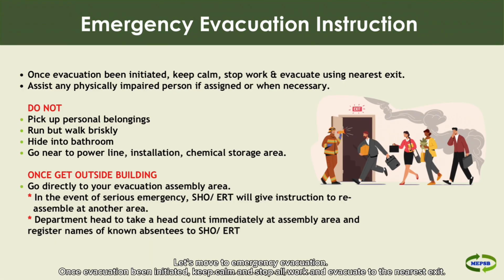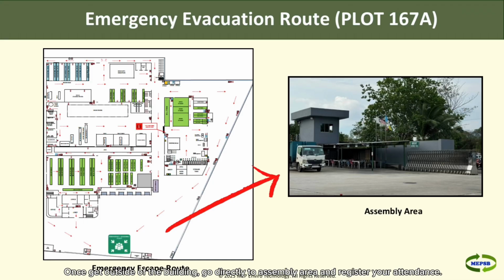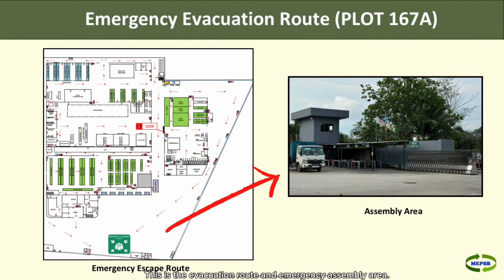Let's move to emergency evacuation. Once evacuation has been initiated, keep calm, stop all work and evacuate to the nearest exit. Do not pick up personal belongings or hide in any place. Once you get outside of the building, go directly to the assembly area and register your attendance. This is the evacuation route and emergency assembly area.